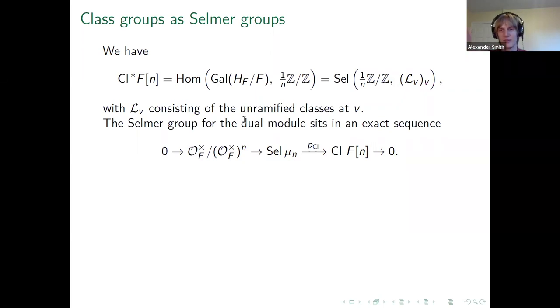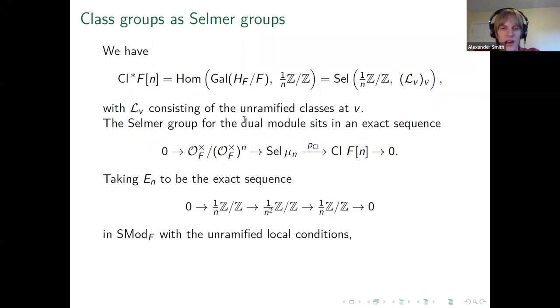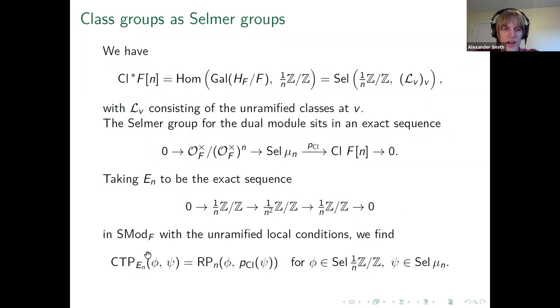And so now we can state how the reciprocity pairing is a Cassels-Tate pairing. Namely, if we take E_n to be just the exact sequence decomposing a cyclic group, the Cassels-Tate pairing for E_n equals the nth order reciprocity pairing between phi and the image of psi in the class group. So now we can go between the two.